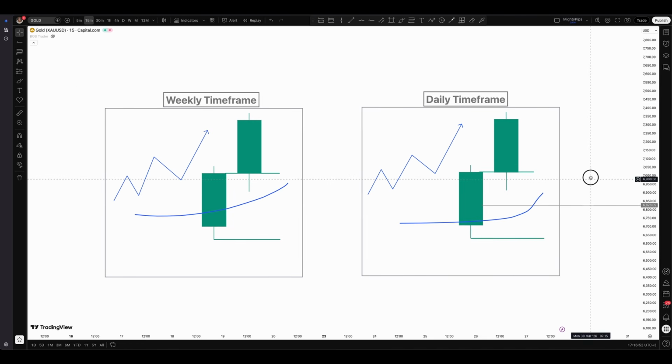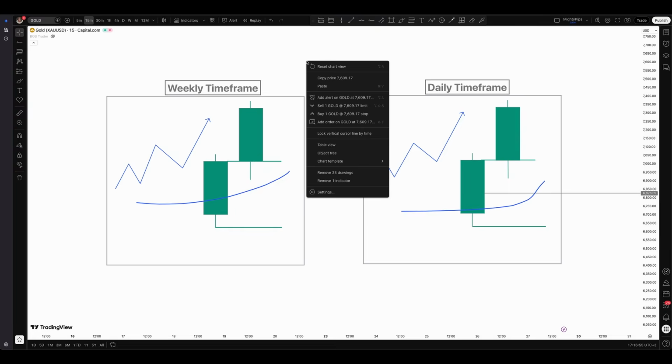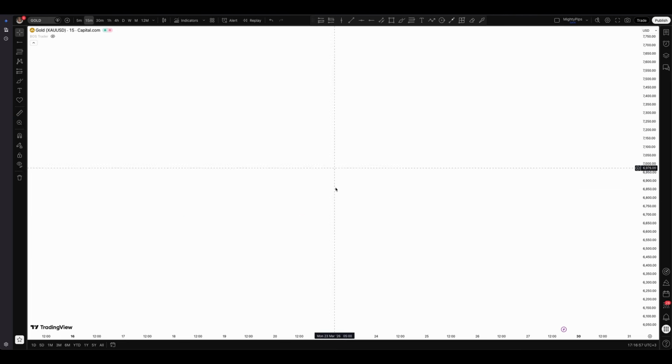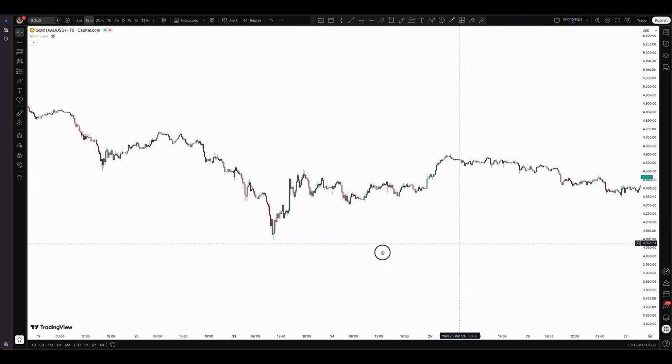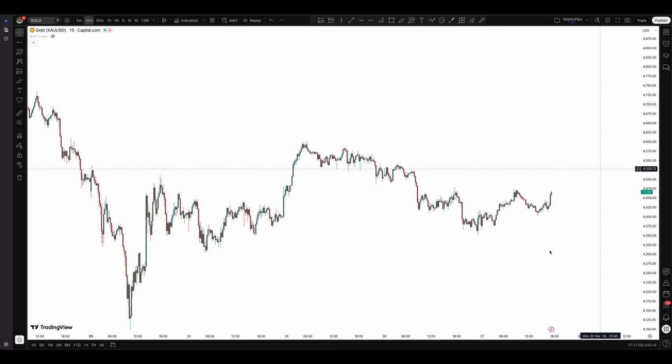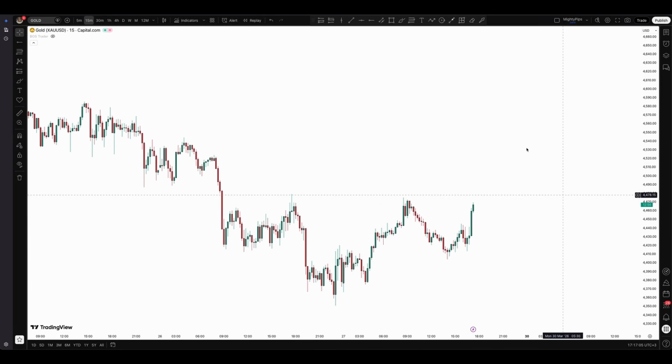So if you go and look at this on a real chart, let me just remove these drawings. If we go on the real chart right here, and then you look at what I'm talking about, you will actually see that it does work.